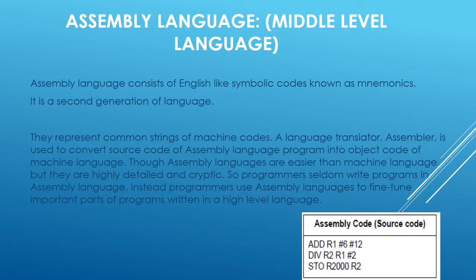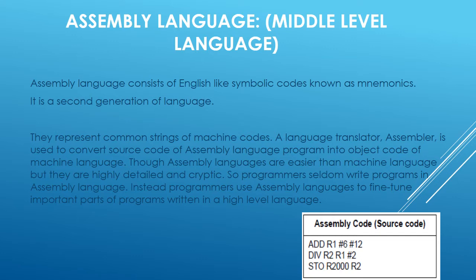The next language is the assembly language. It is also known as the middle level language, but in the O-level syllabus, it will be considered as a low-level language. Assembly language consists of English-like symbolic code known as mnemonics. It is the second generation of language. They represent common strings of machine codes. A language translator, the assembler, is used to convert source code of an assembly language program into the object or machine code. Though assembly languages are easier than machine language, they are highly detailed and cryptic. So programmers seldom write programs in assembly language. Instead, programmers use assembly language to fine-tune important parts of programs written in a high-level language.